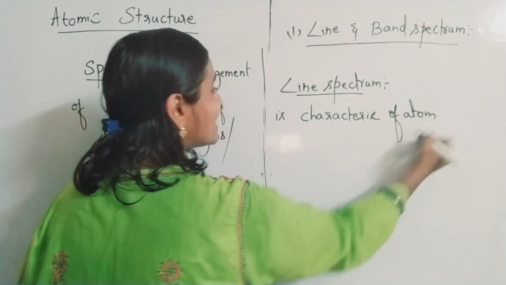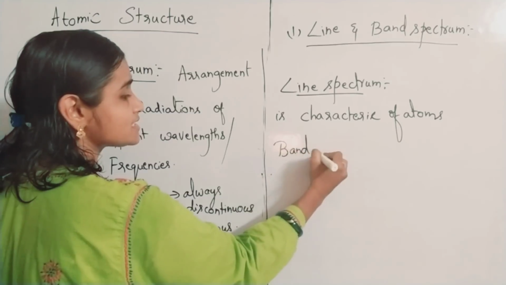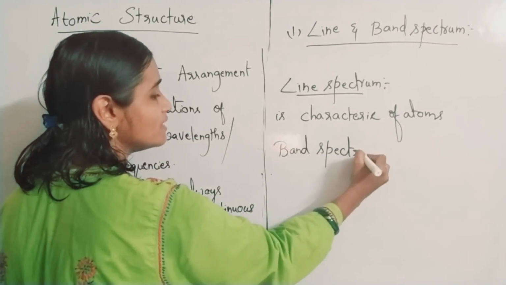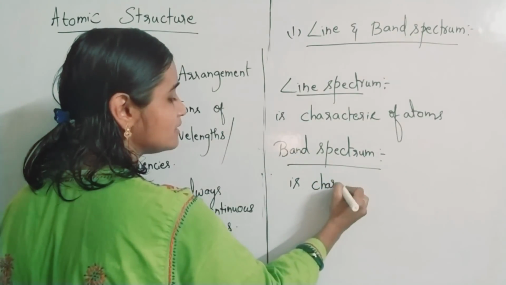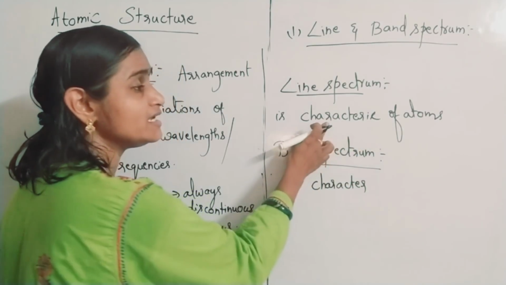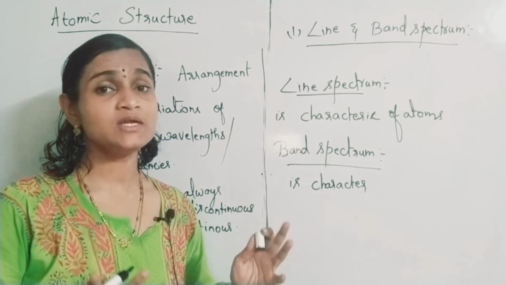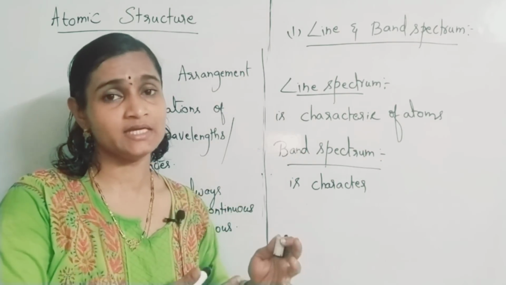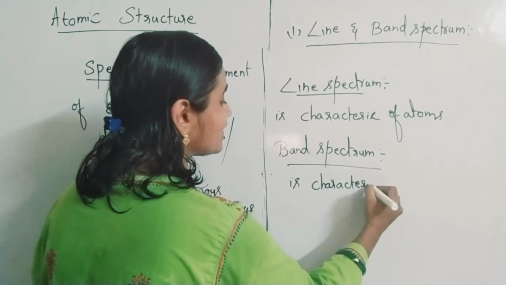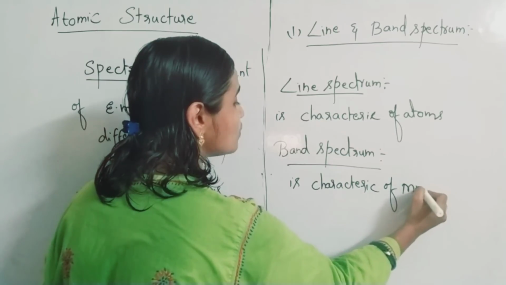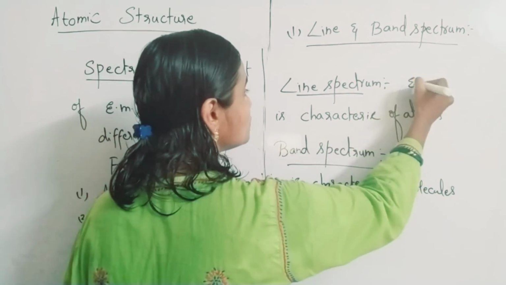Line spectrum is characteristic of what? Atoms, whereas band spectrum is characteristic of molecules. Please remember. It means that if the heated source of light is in an atomic state, you will get a line spectrum. If the heated source of light is in a molecular state or in the form of a compound, you will get a band spectrum. Characteristic of what? Molecules or compounds.